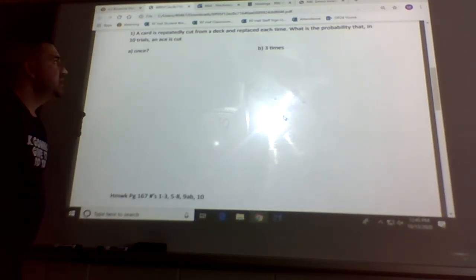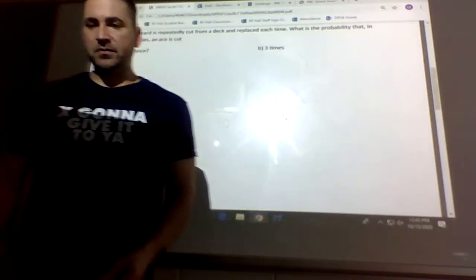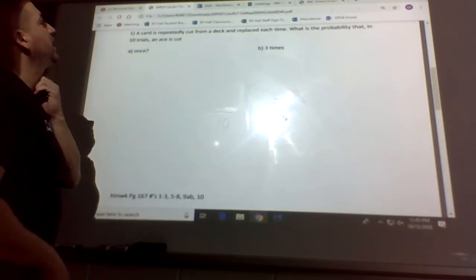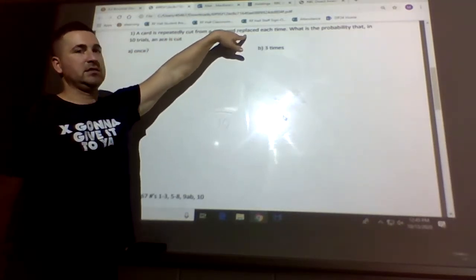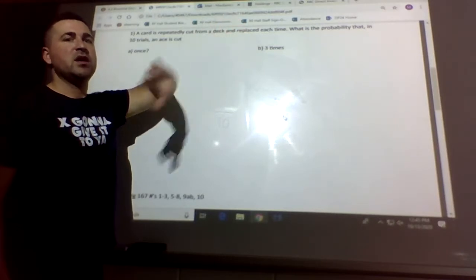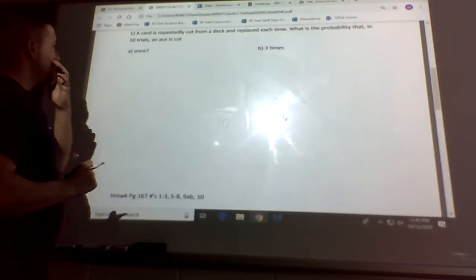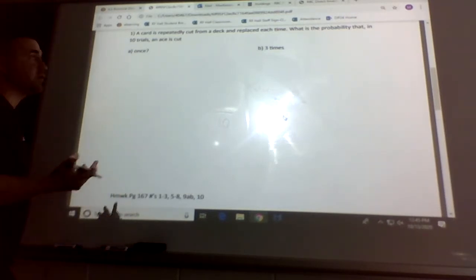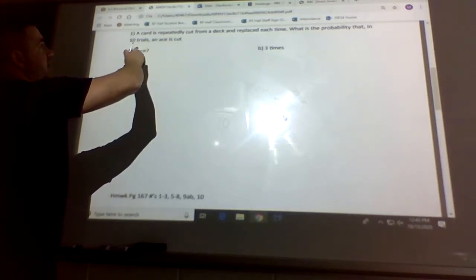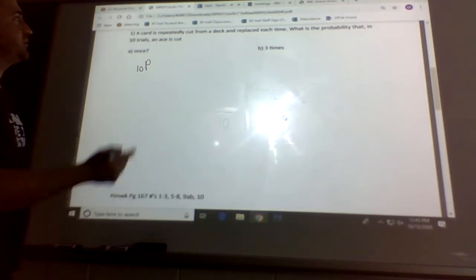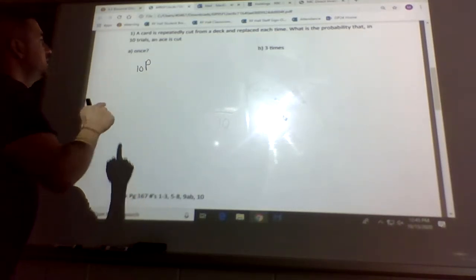A card is repeatedly cut from a deck and replaced each time. What is the probability that in 10 trials an ace is cut? So we have multiple trials. We cut the deck and then replace it. That means it's binomial, so it's independent trials, because if we take the card out and we put it back, we still have 52 cards each time. How many trials are there? We have 10 trials, so 10 choose, and then how many do we want? We want an ace once.